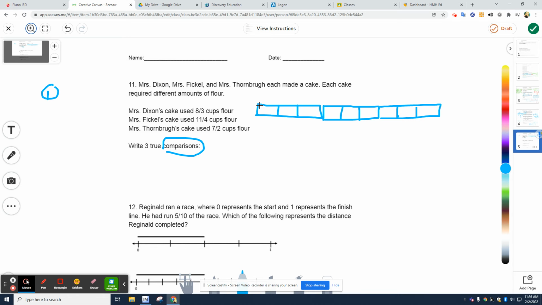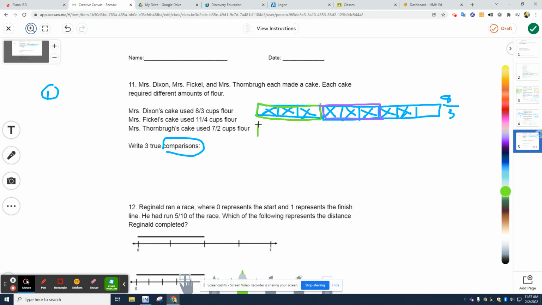So 1/3, 2/3, 3/3, 4/3, 5/3, 6/3, 7/3, 8/3. And then I want to label. I always want to label my diagrams. To make this less confusing, I'm just going to make sure I know that this is one whole. So I'm going to change my colors just so I can tell. 2 wholes and then a little bit of extra.